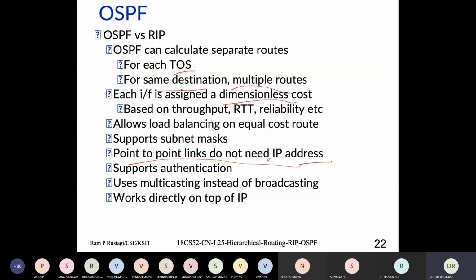And RIP runs using UDP. So RIP is a routing daemon which runs on top of UDP, then IP, whereas OSPF runs directly on top of IP. It does not need any transport protocol. OSPF is a link state protocol, and hence it has fast convergence, whereas RIP has slow convergence, and there is no count-to-infinity problem with OSPF.